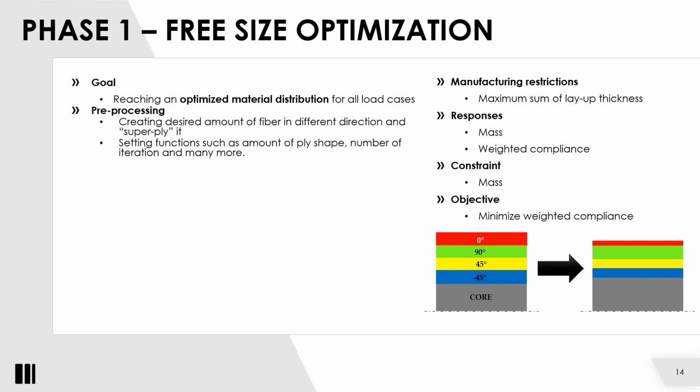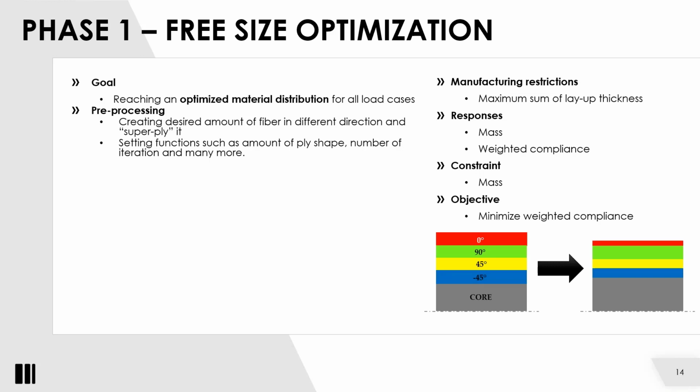We always go with a symmetric layout. So after the core, it just is mirrored. And what we set as restriction is the maximum thickness you have, so you still can put your stuff into the monocoque, like batteries, drivers, engines, whatever. As a response, we set up the mass and the weighted compliance.